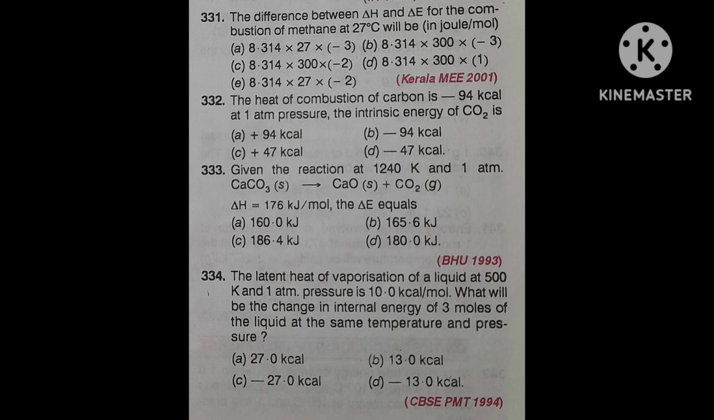Here again you have to calculate delta N. Delta N is formula based. Delta N for this reaction is again product minus reactant. Only the gaseous state you have to consider. Calcium carbonate is solid, so you do not consider it. Calcium oxide on the product side is also solid, so you do not consider either. Then product minus reactant: product side CO2 is there, it means 1 mole, and reactant side 0. Then 1 minus 0 is 1. Delta N is equal to 1.